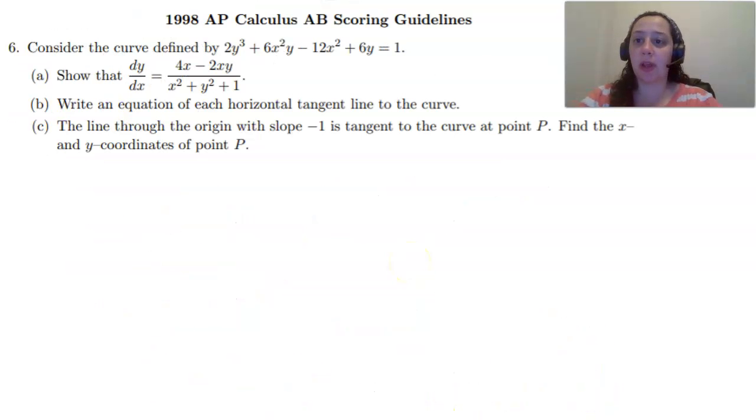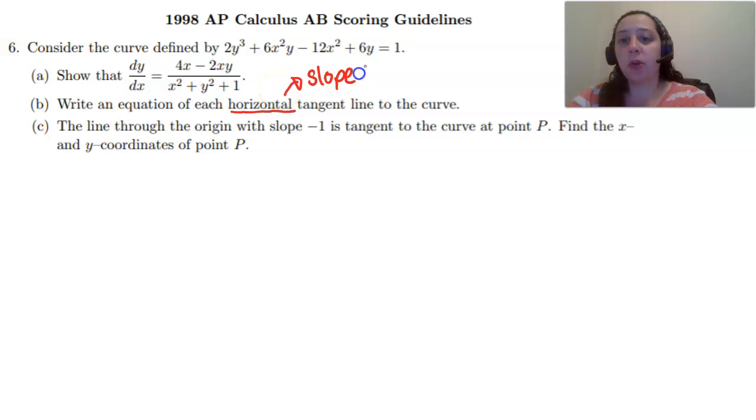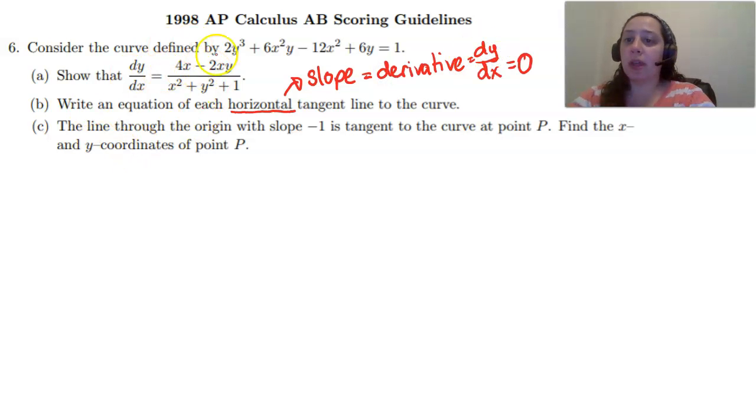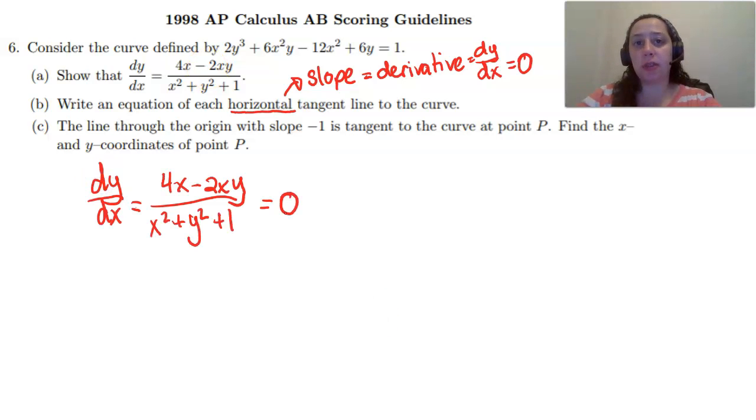Let's look at the next part now. Write an equation of each horizontal tangent line to the curve. If a line is horizontal, that means it's not going up or down. It's staying flat. So our slope is 0. And remember, the slope is the same as the derivative, or dy/dx. So I'm going to set this equal to 0. If a fraction is equal to 0, that must mean the numerator is equal to 0.